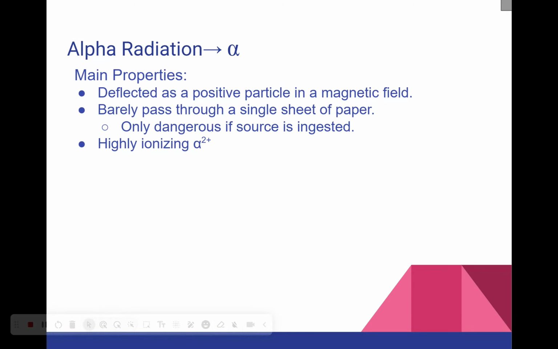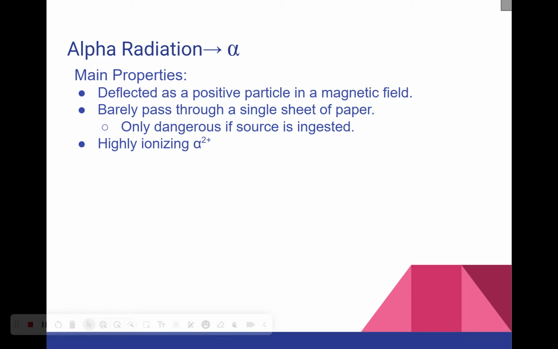So, what are the properties of this alpha particle? Well, we've already seen that it gets deflected like a positive particle in a magnetic field. And in fact, we know that it has a double positive charge. And that's why I do mention here that it's highly ionizing radiation, because it has the potential to grab away two electrons if it comes near something. But really, alpha radiation, even though it's highly ionizing, is typically not that dangerous.